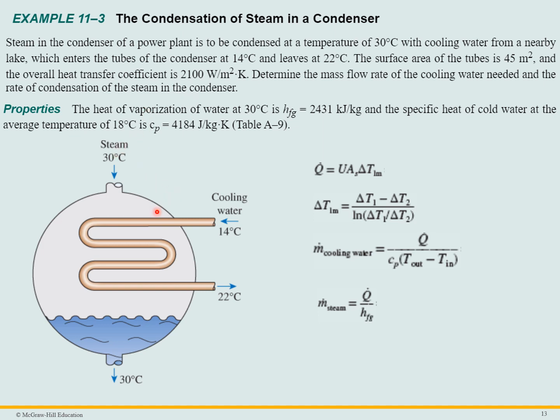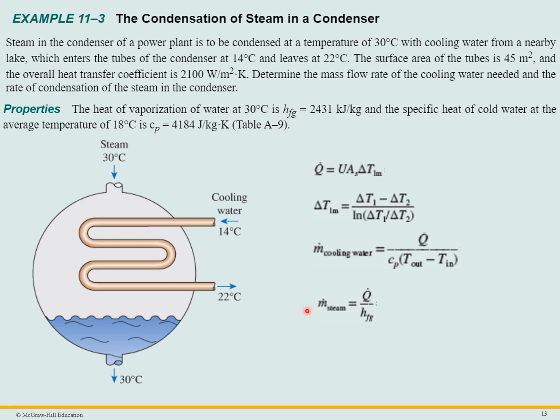So this is a condenser. So we're going to need the heat of vaporization, the enthalpy, hfg, at 30 degrees. We can look that up in table A9, and you can get it as 2431 kilojoules per kilogram. The specific heat of water at an average temperature of 18 degrees C is 4184 joules per kilogram Kelvin. So again, what you can do here is take an average between 22 and 14, which is 18, and use that for the specific heat.